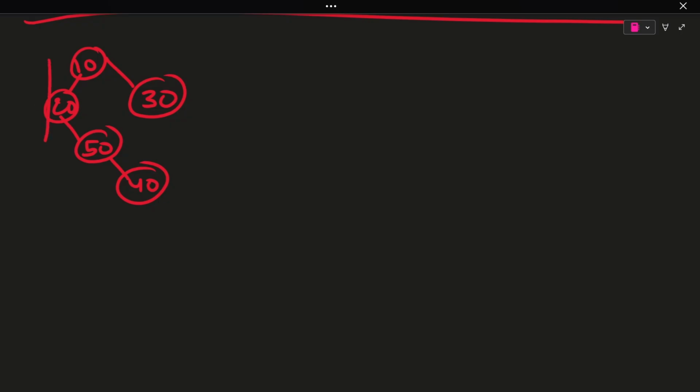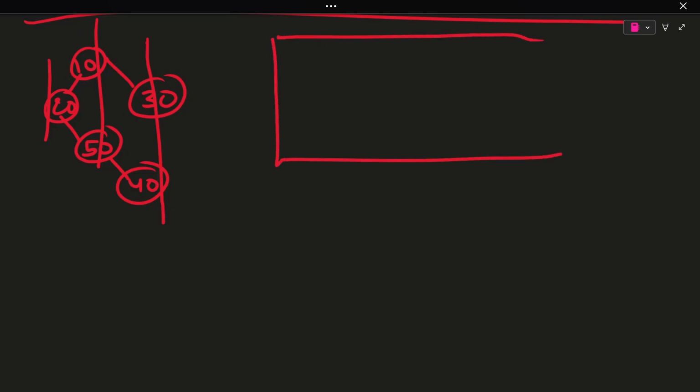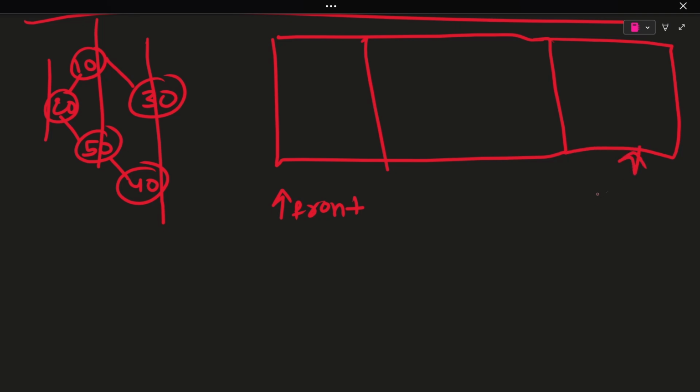So let's say you have 10 here and you have 20. How can you solve this problem? This is from left, this is this side, this is this side. How can you solve this? First of all, I will maintain a queue. The queue data structure will be somewhat big, so let's assume this is the queue. This is the front, and somewhere here is the back, or you can call it the rear.